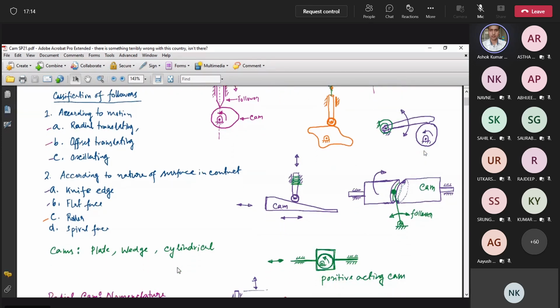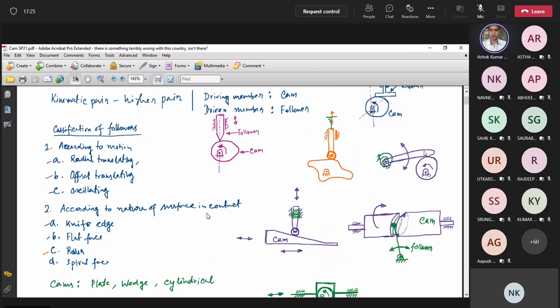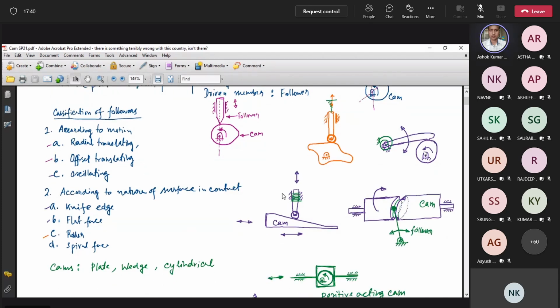Now cams are also sometimes plate cams, sometimes wedge cams, and cylindrical cams. All the examples we have discussed, this one, this one, this one, and this one, are plate cams. As I said, this is a disc, a plate cam. In all these cases they are plate cams. And here there is a case where the cam is like this and can move in this direction. So it is like a wedge, and the follower can move up and down. In that case, this cam is a wedge cam.